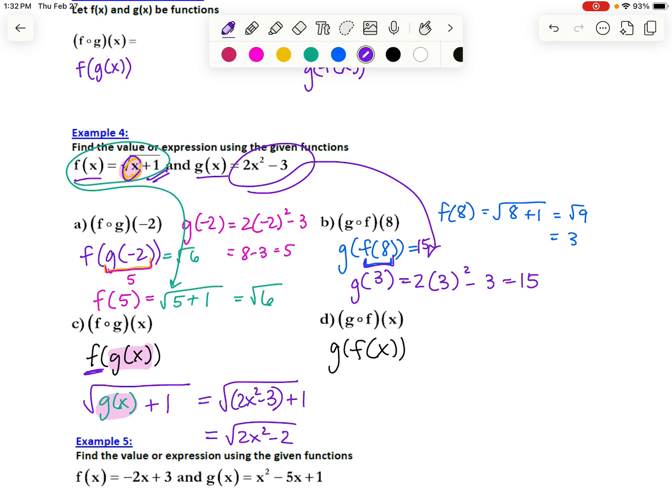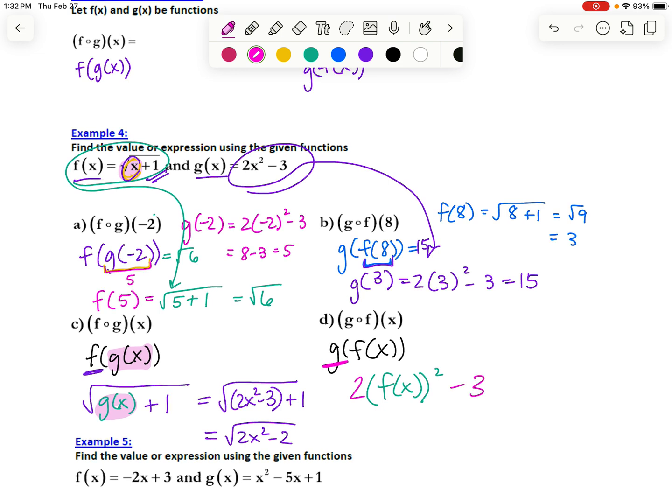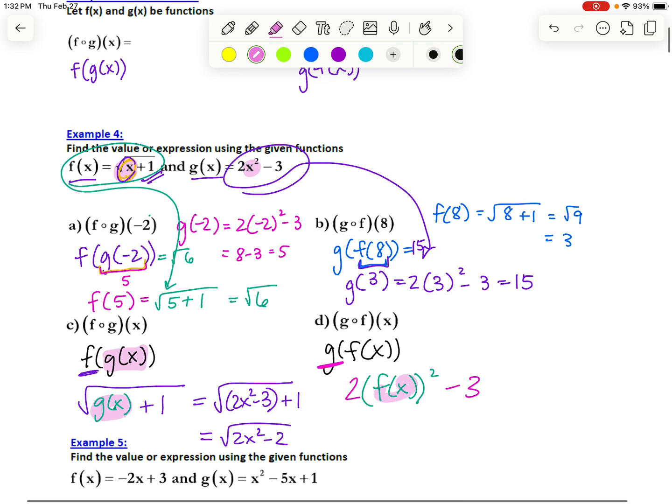So if you start with an x in this part right here, and evaluating at x, you're going to end with something that has x's in it. If you start with a number, your final answer is going to be numerical. Okay, let's try one more. G of f of x. So now g is the outside structure, which is 2x squared minus 3. But instead of 2x squared minus 3, it's going to be 2 f of x squared minus 3. Okay, so this was, again, you're replacing this x with f of x because that's the inside function.